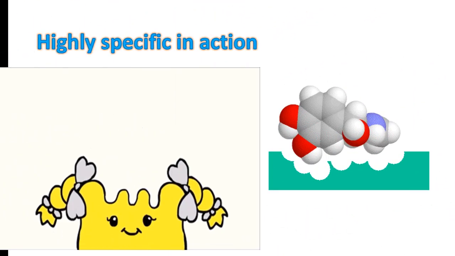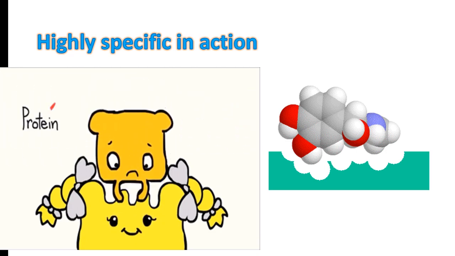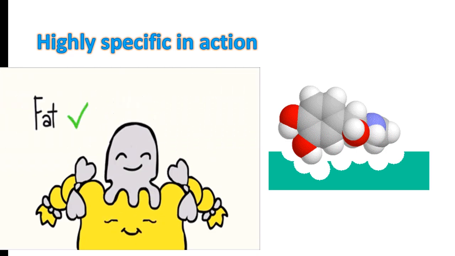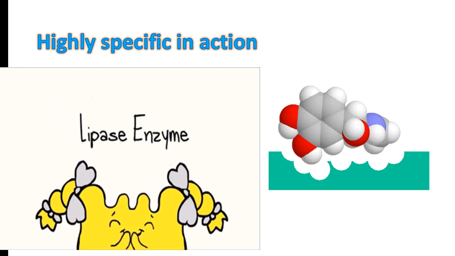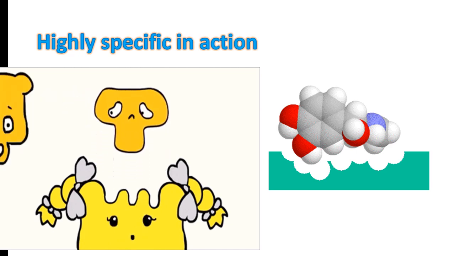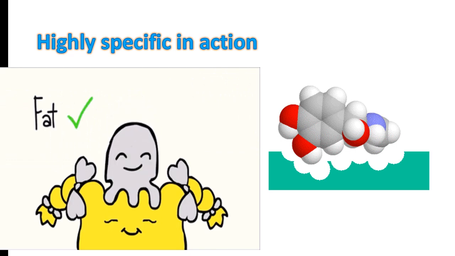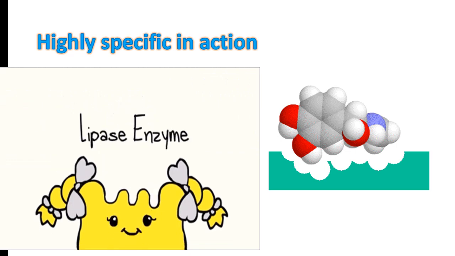The action of an enzyme is highly specific. Only those substrates with a particular shape can fit into the specific active site. For example, in lipase, the shape of the active site cannot fit with glucose or protein, but it can fit with fat to produce the enzyme-substrate complex.